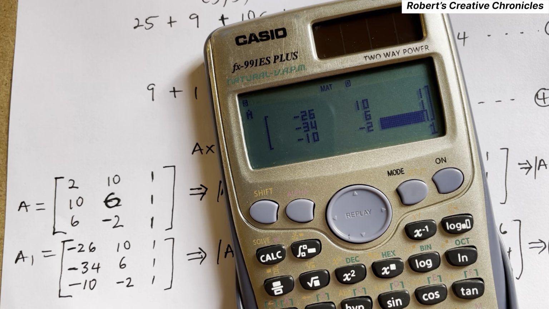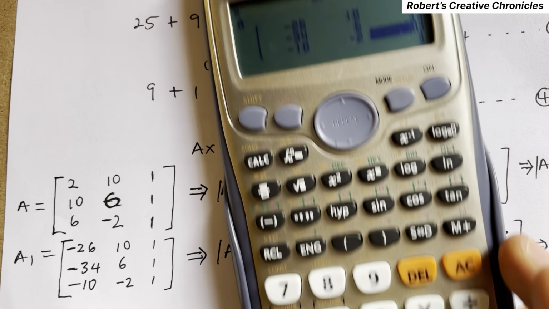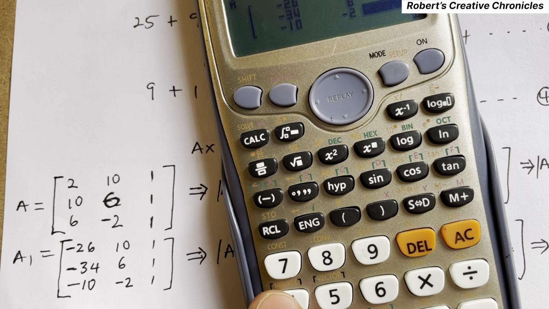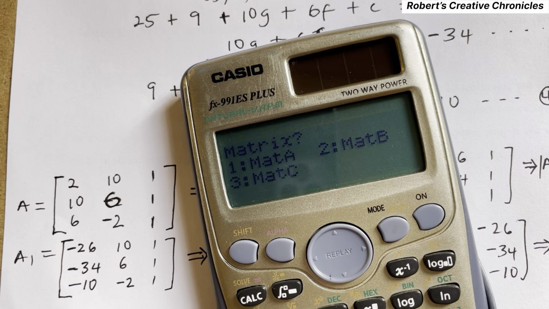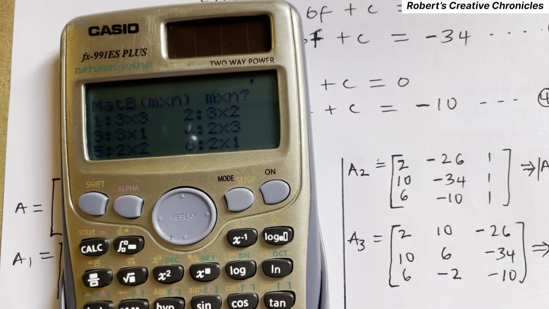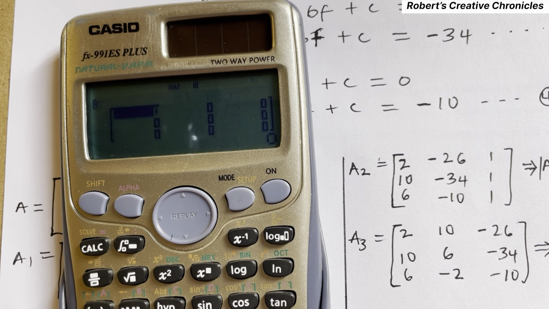Then we press shift, then 4. This 4, you see matrix above it. Then you press 2, data, then mat B. So this is mat B. It's a 3 by 3 matrix.